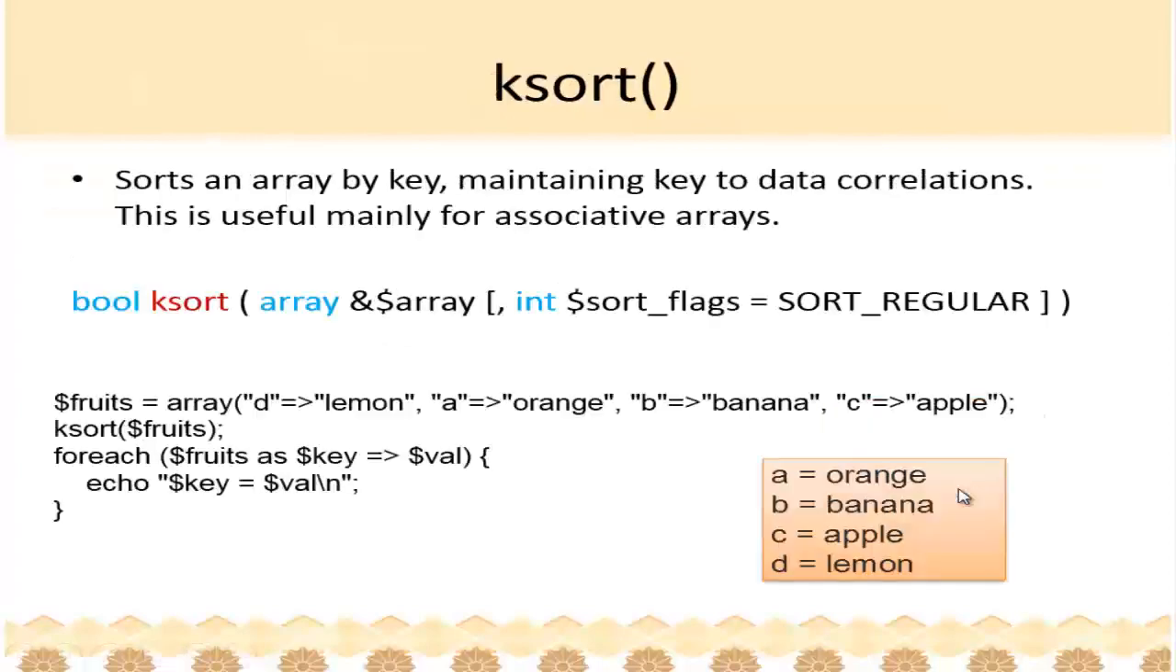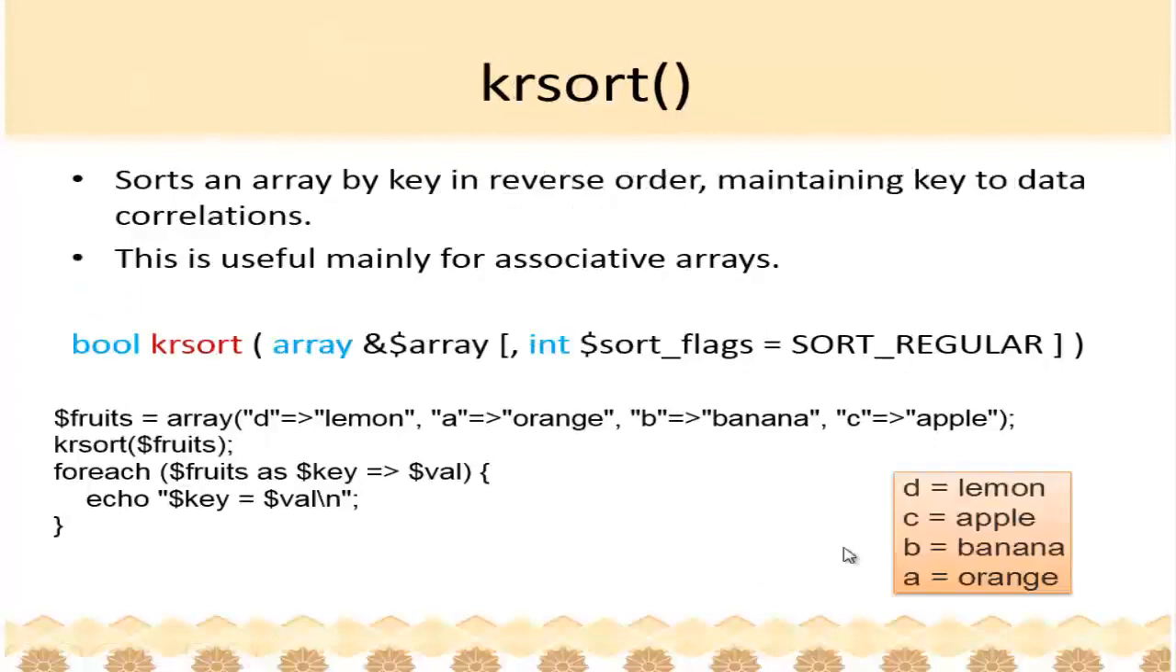And K sort is key sorting. What is the meaning of key sorting? The key itself is getting sorted. You notice the key here; do not bother about the values. This is the key that is getting sorted. D, A, B, C. After sorting, it is A, B, C, D. The key is getting sorted. That does not mean that the key is losing its value. D is still lemon, C is still apple, and after key sort, only the keys are getting sorted along with their values.